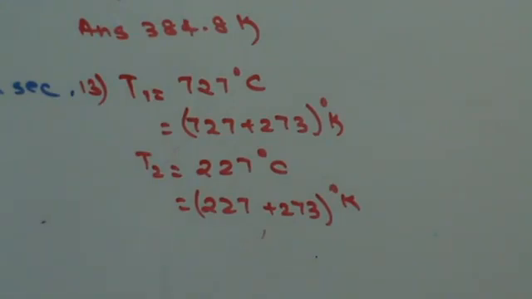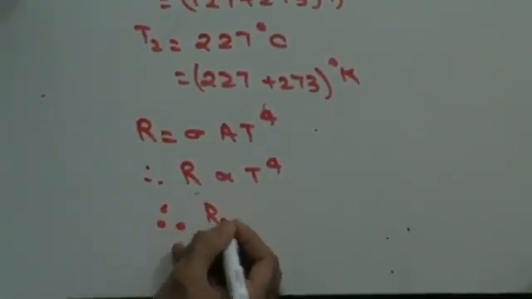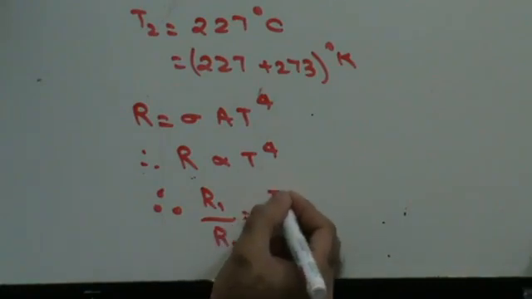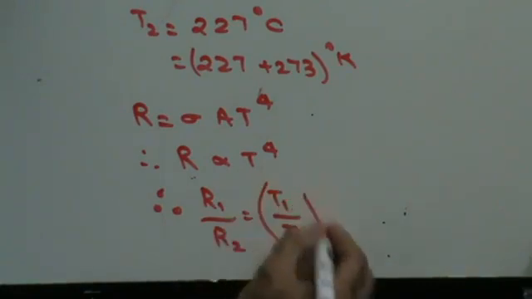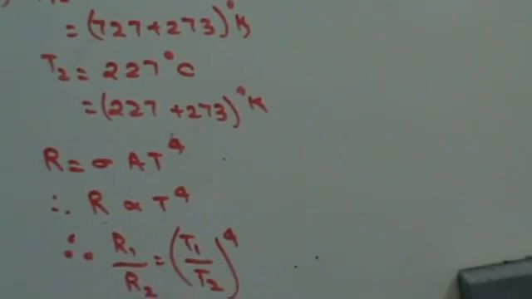Now, we know that rate of emission is nothing but sigma A T raised to 4, out of which sigma is constant, A is constant, therefore I can say that rate of emission is directly proportional to T raised to 4. Therefore, I could say that R1 upon R2 is nothing but T1 upon T2, the whole raised to 4. T1 is given, T2 is given. You should be able to get the comparison of rate of emission. The answer for this sum should come to 16 is to 1. The ratio is going to be 16 is to 1.